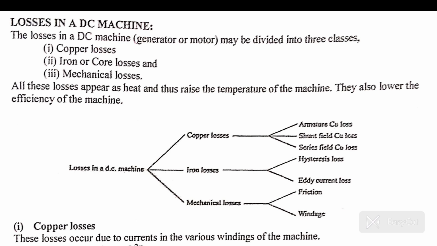Hello students, in this class we're learning about losses in a DC machine, whether it's a DC motor or a DC generator. What do we mean by losses? Losses are the portions of input power that get wasted as heat. They do not contribute to useful output, and they reduce the machine's efficiency.